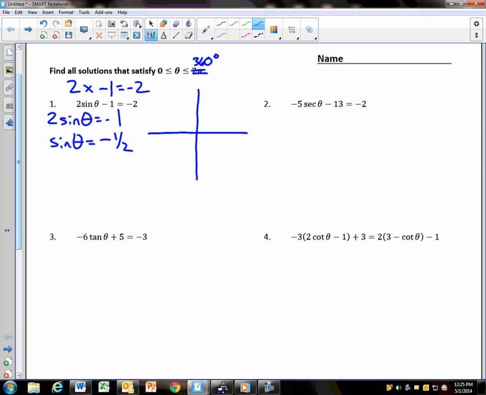Every time you will do this, you'll draw a quadrant. Where is sine negative? Which quadrants? 3 and 4. So you know that the answer to this problem will be 2 angles. One that's in the 3rd quadrant and one that's in the 4th quadrant, right? Okay? Here's what we do to find them.